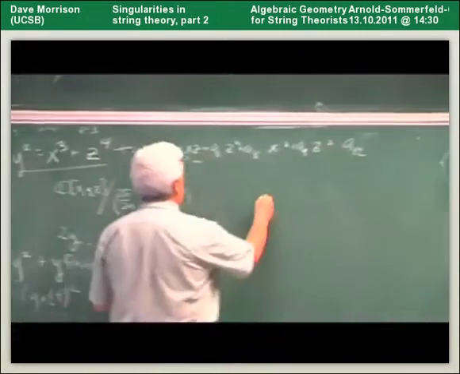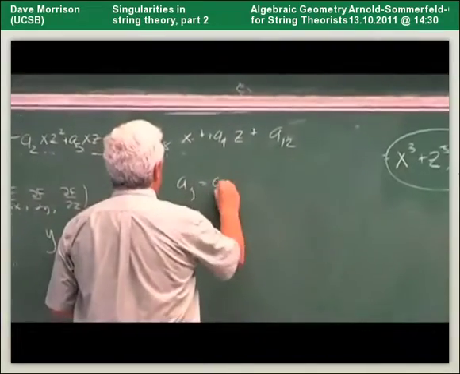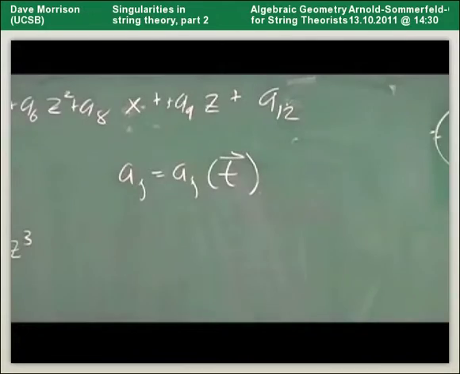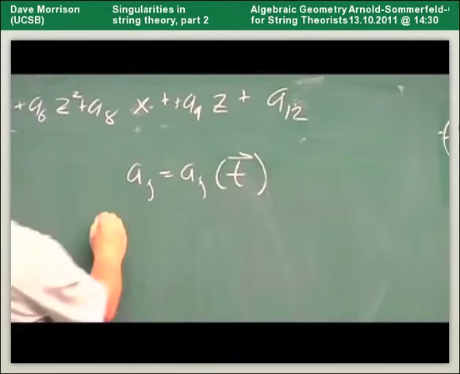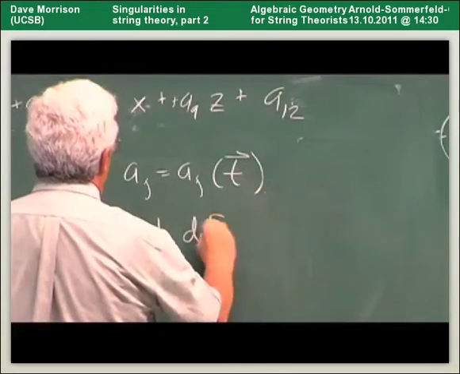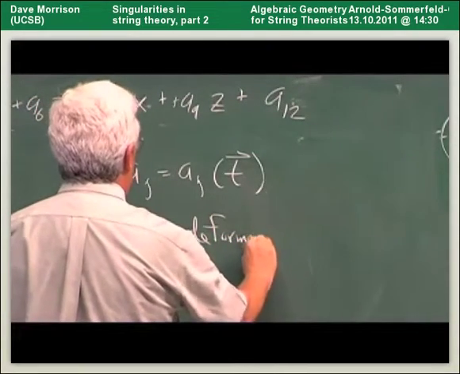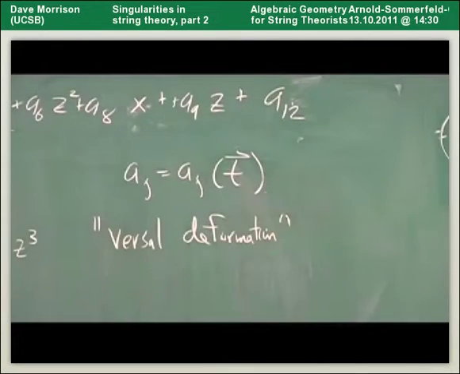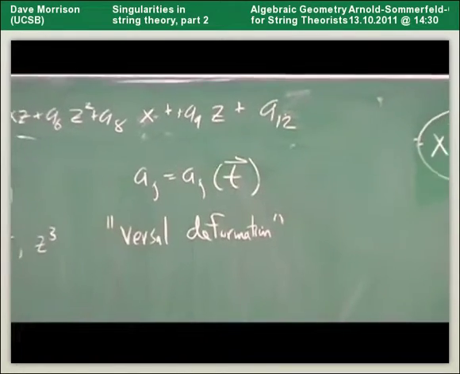So in other words, I could take the AJs to be functions of some other variables. That would give me a way of taking, this is called a universal deformation. It's actually called a versal deformation. It doesn't quite have a uniqueness property, so people dropped the uni from the word universal. It's called a versal deformation, and it has the property that if you had any family whatsoever, you'd be able to find AJ as a function of the parameters to turn the deformation into this form.